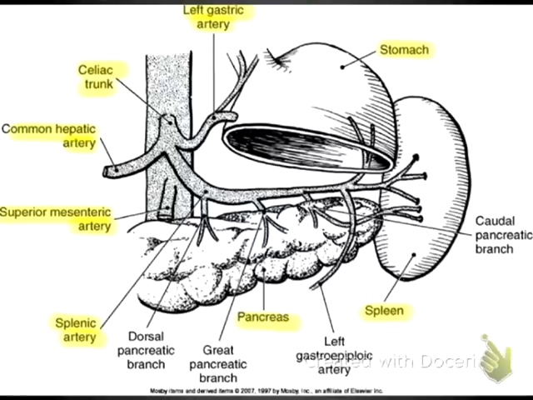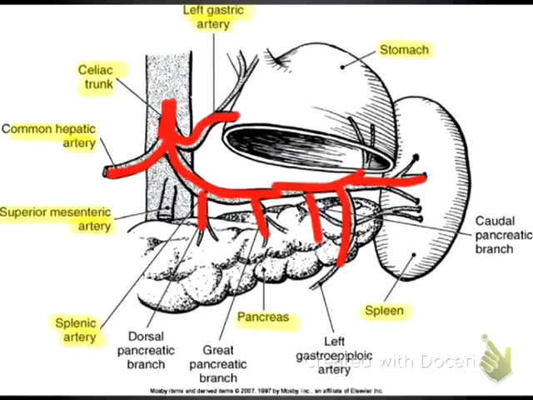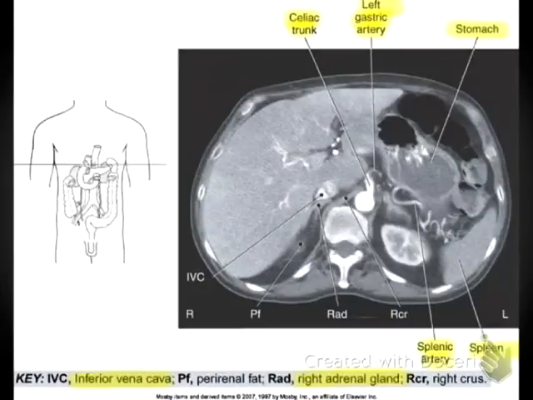Looking at this diagram, we see that we have the celiac axis or celiac trunk. Once again, we have the splenic artery, the common hepatic artery, and the left gastric artery coming to the stomach. And we do see that the splenic artery is also supplying the pancreas as it's going through to the spleen. This image is much the same. We see that we have the stomach here. Probably the splenic flexure.